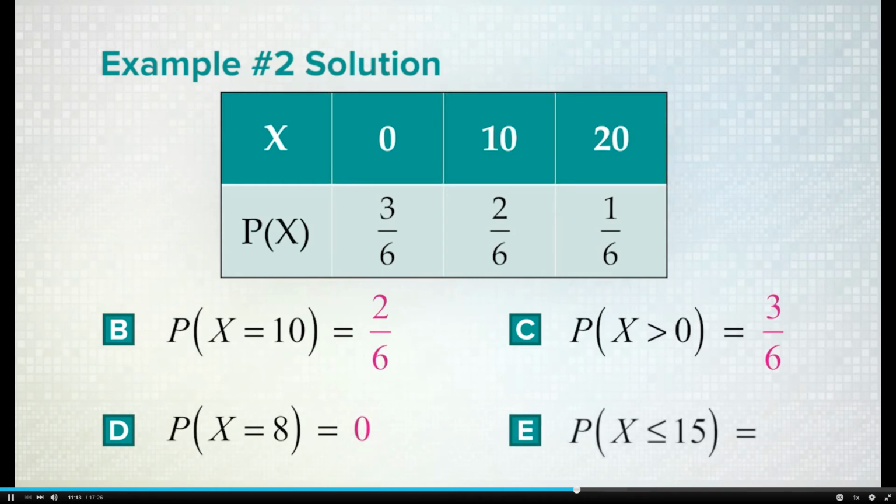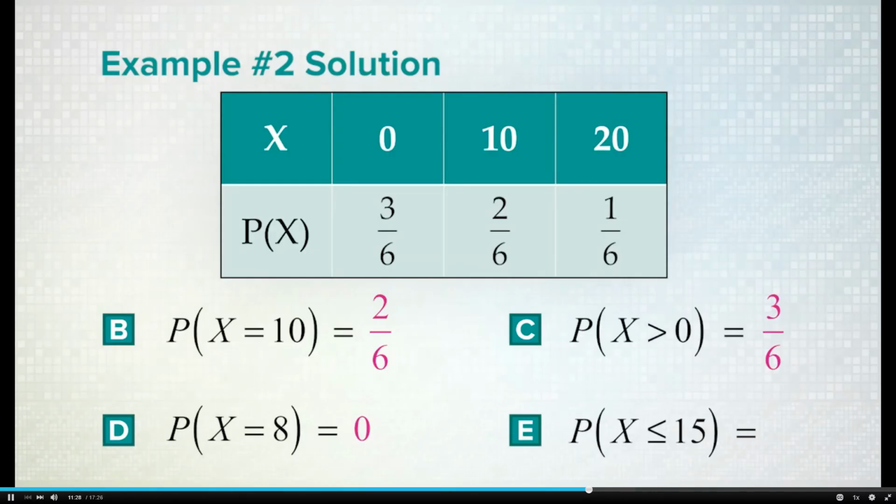For part E, we need to find the probability that x is less than or equal to 15. Be careful here. Just because 15 isn't in our probability distribution, that doesn't mean the answer to this one is also 0. I want you to know the probability of winning less than or equal to $15. Well, that includes 0 and 10. So the probability that I win 0 or $10 is 3/6 plus 2/6, which is 5/6.